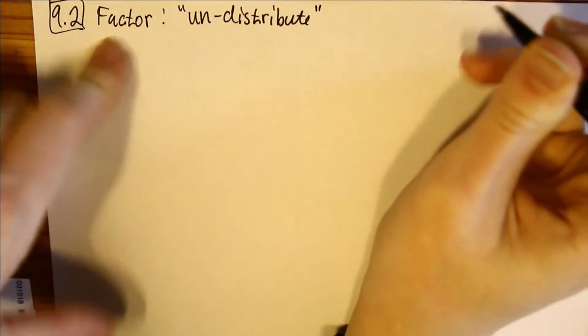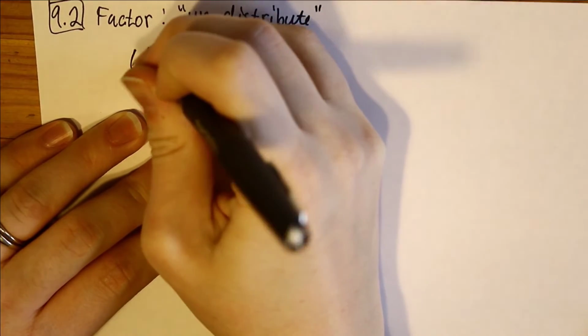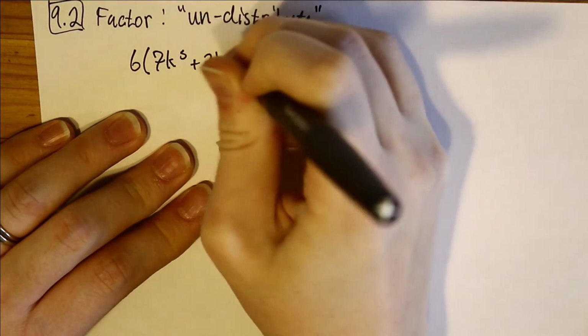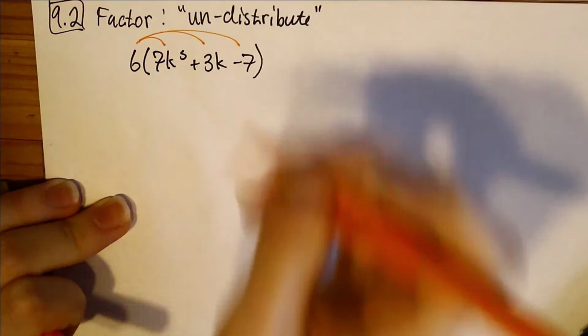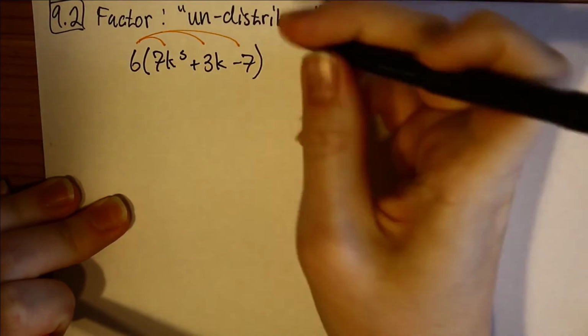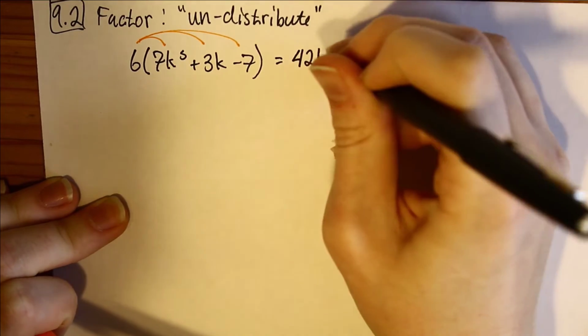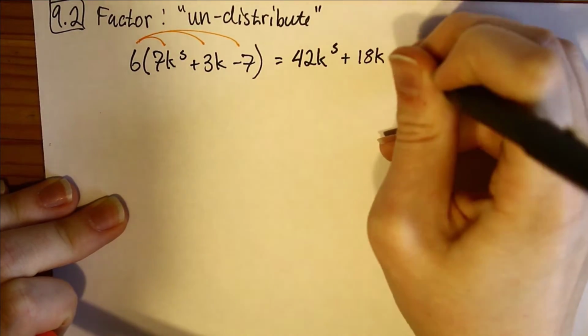So we all know how to distribute. If I say, oh, here's 6 times the quantity 7k to the power of 5 plus 3k minus 7. Well, we know how to do that. We just take that 6 and we multiply it times each of these terms. And we end up with 42k to the power of 5 plus 18k minus 42.